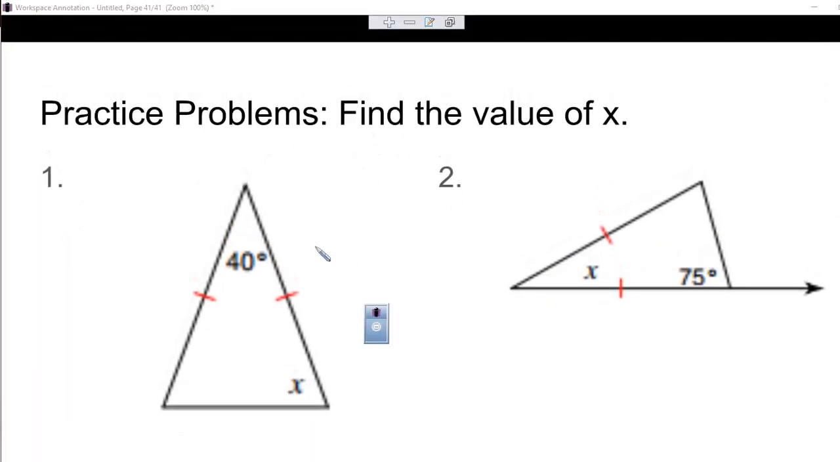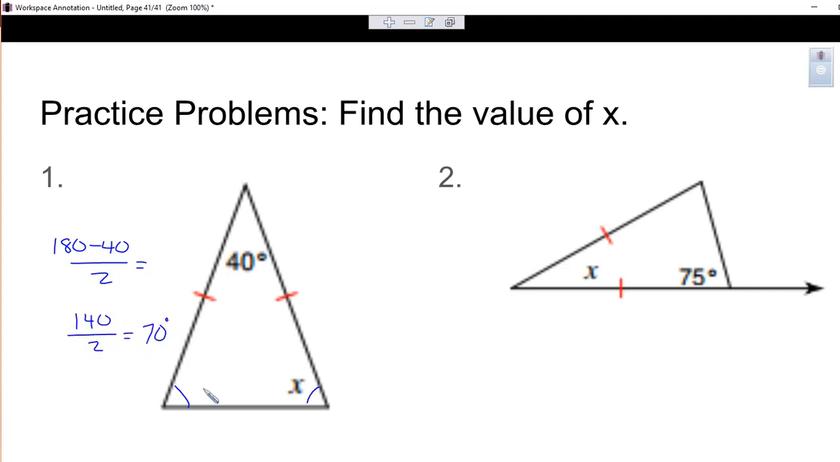The first thing you want to do is identify your vertex and base angles. These are my two congruent sides, which means that these have to be my congruent base angles. So this means that 40 is my vertex angle. In order to find these, I have to first take 180 minus the vertex angle and divide it by 2. So that becomes 140 divided by 2, which is going to give us 70 degrees. So 70 is the measure of each of these two angles.